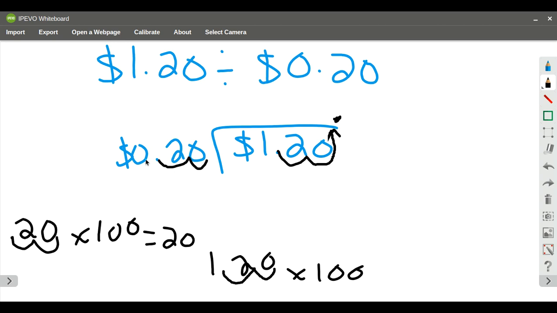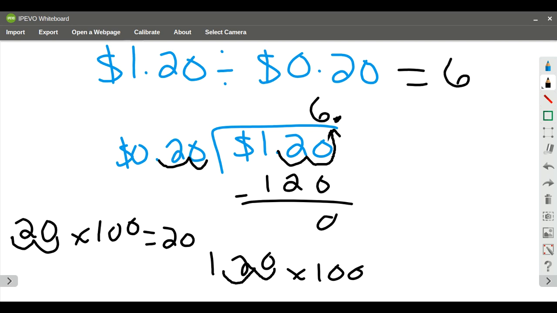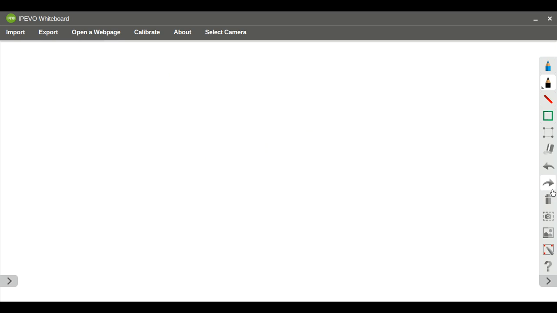So when I take a look at this, I'm looking at how many times 20 can go into now 120, because I've already moved the decimal. So 20 goes into 120 6 times. 20 times 6 would be 120, and I would subtract and have 0 left over. So my answer here would be 6. So when I look at how many times 20 cents goes into $1.20, it's going to go in there 6 times. Okay?